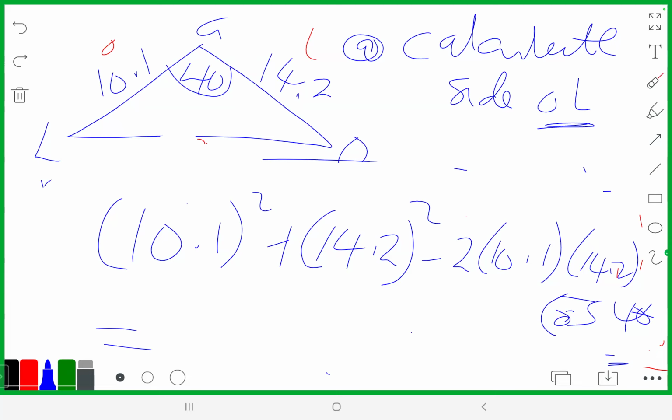Teacher, does the 14.2 have a square? Yes, this one is to be squared. The one before the cos 40? Oh, no, it doesn't have a square. It's just straight. That's not a square, that's just a symbol for the whiteboard.